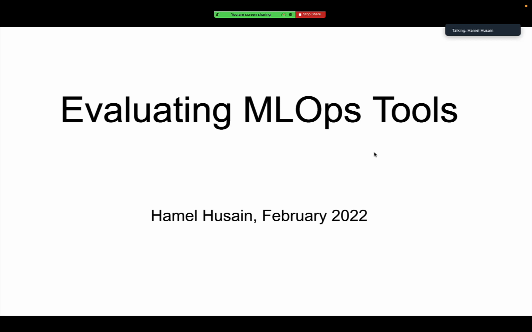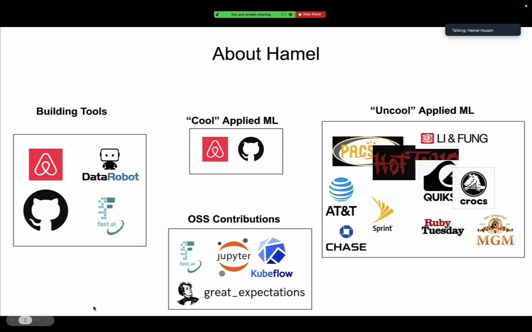Okay, so today I'm going to be talking about evaluating MLOps tools. But just a little bit about myself. As Chip mentioned, I currently work at a startup, but my general background is I've spent a lot of time building ML tooling. I've done work on this at companies like Data Robot. I've been involved a lot with Fast AI, but also been building ML tooling at Airbnb and GitHub. And I've been involved in open source as well.